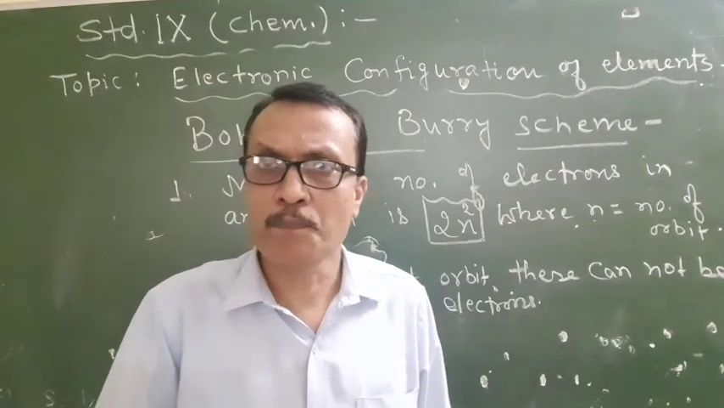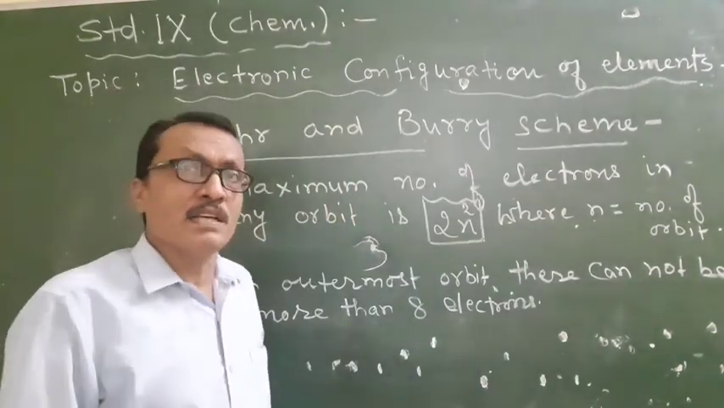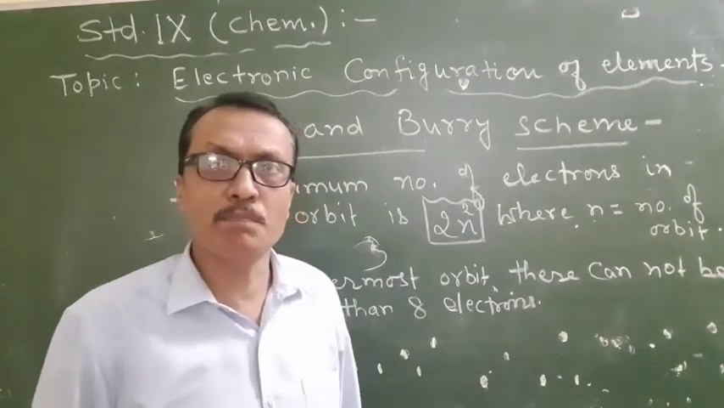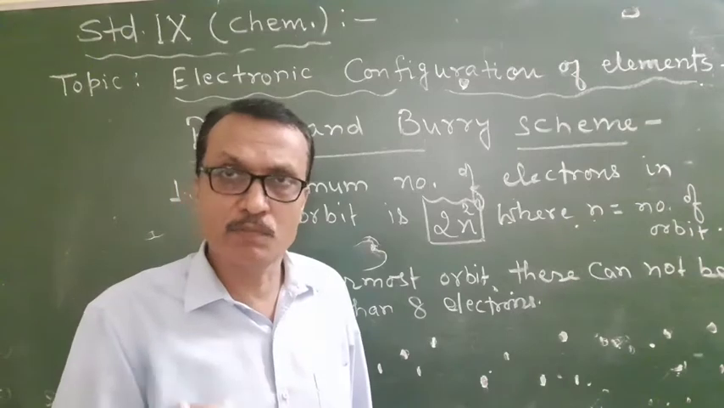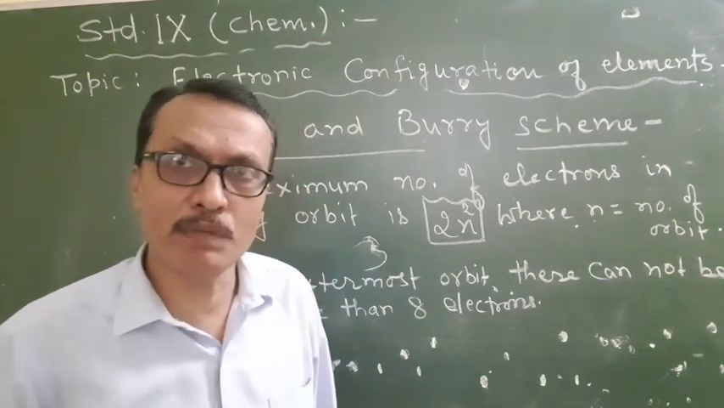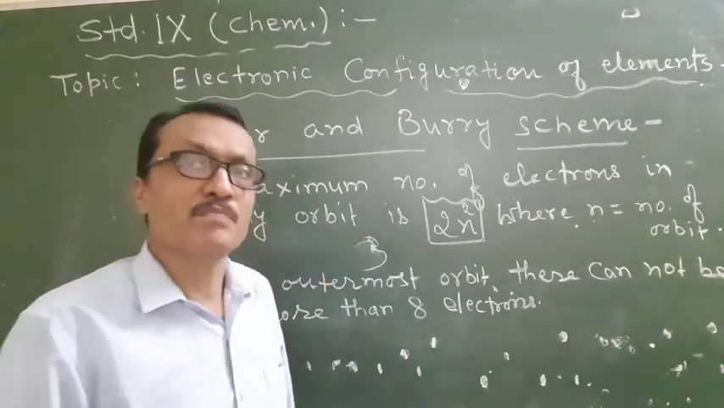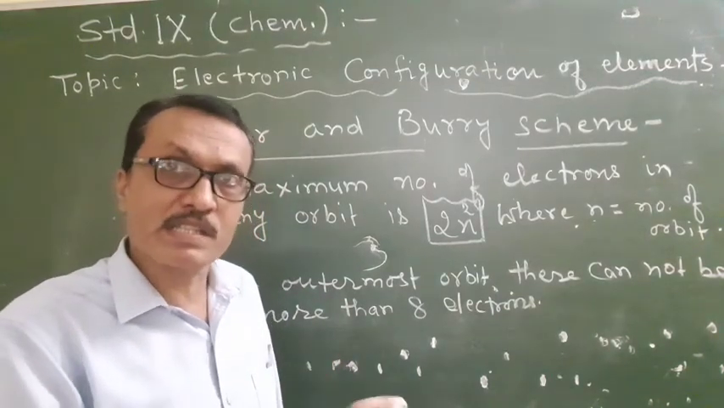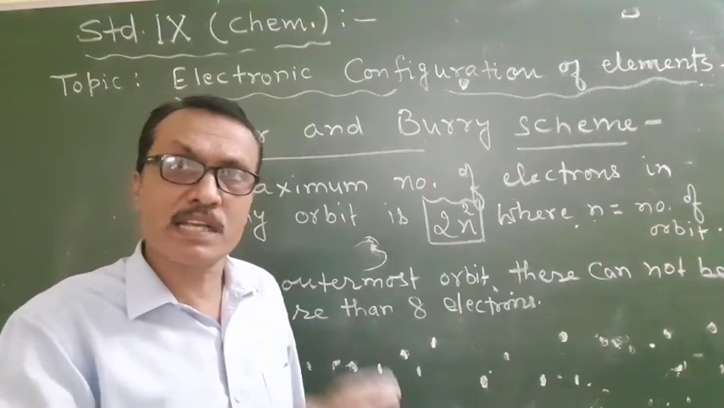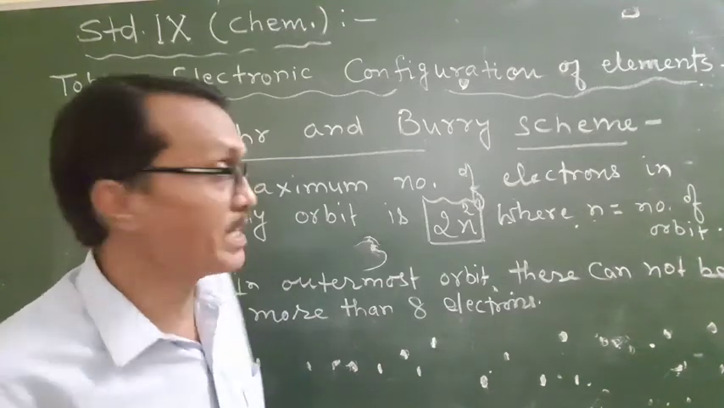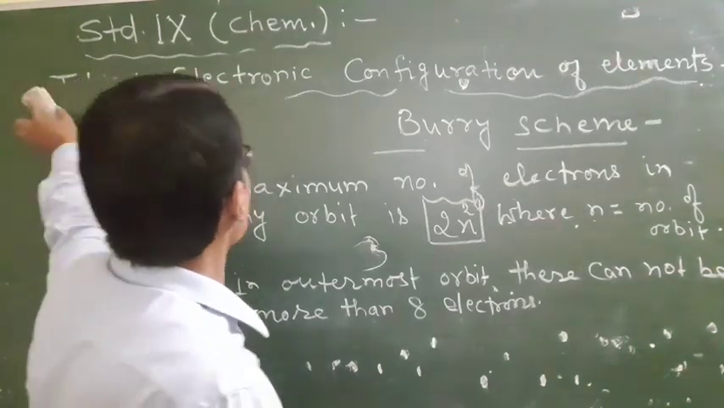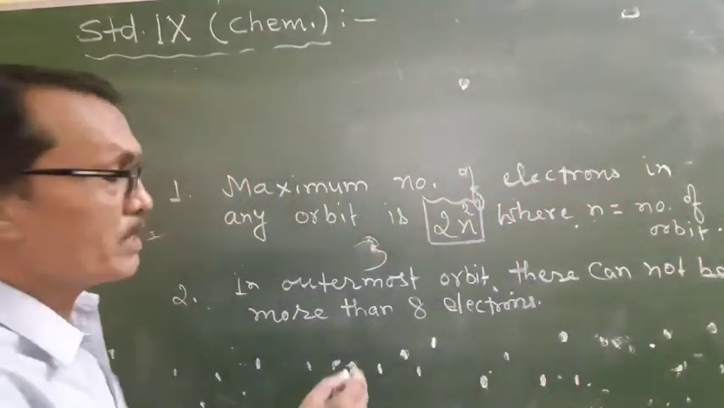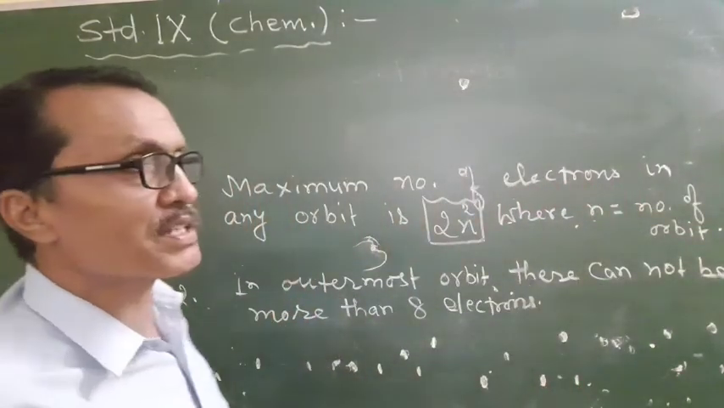So students, to understand the meaning of the second point of the Bohr and Bury scheme, I am going to put one example before you so that you can understand the concept hidden in it. For example, students, suppose someone asks you to write the electronic configuration of potassium.